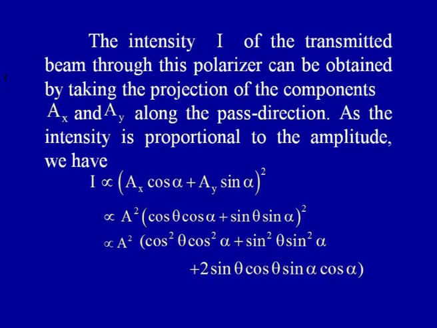As the intensity is proportional to the square of the amplitude, we have the intensity I proportional to the square of Ax cos alpha plus Ay sin alpha, which means it is proportional to A square times the square of cos theta cos alpha plus sin theta sin alpha, which means proportional to A square times cos square theta cos square alpha plus sin square theta sin square alpha plus twice sin theta cos theta sin alpha cos alpha.